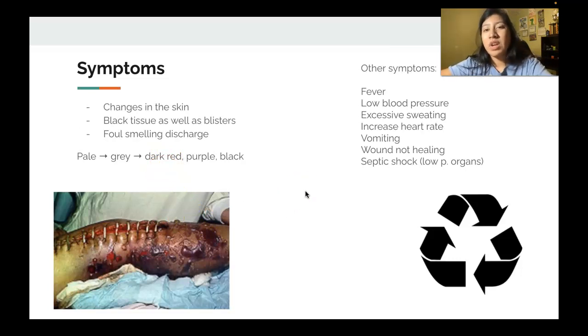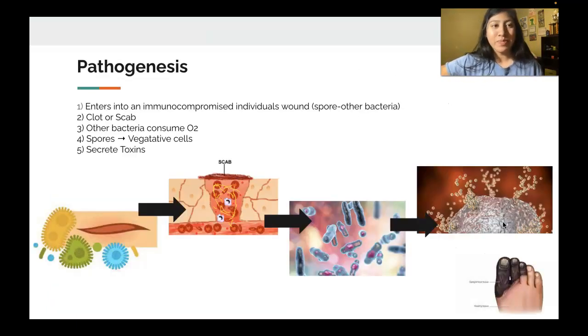The other symptoms vary, such as fever, low blood pressure, excessive sweating, the heart rate increases, vomiting, wound doesn't heal, and septic shock, which means that the organs stop working due to the insufficient low blood supply. I put the symbol because I'm going to be coming back to this slide in order to further explain this. I feel like we need a bit more background information first.